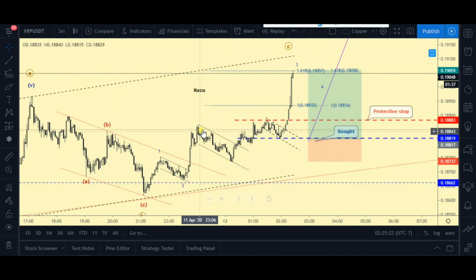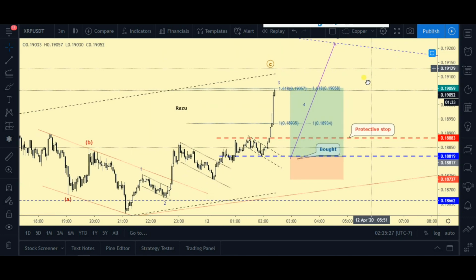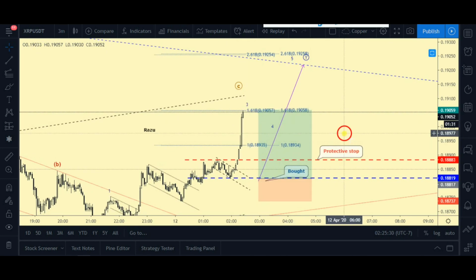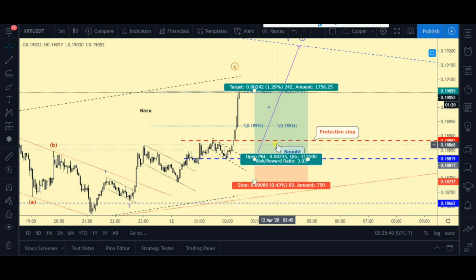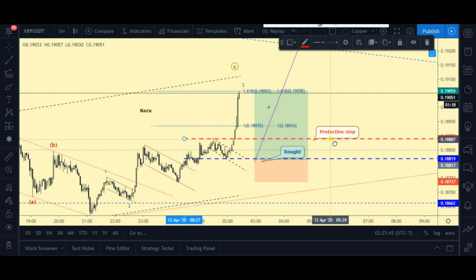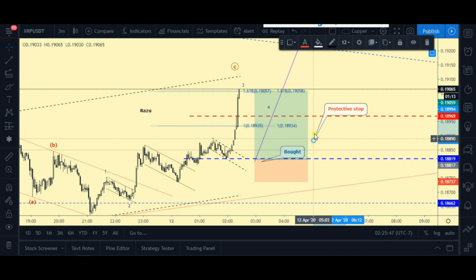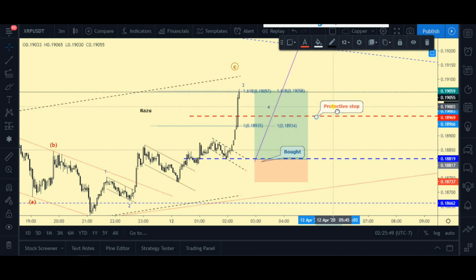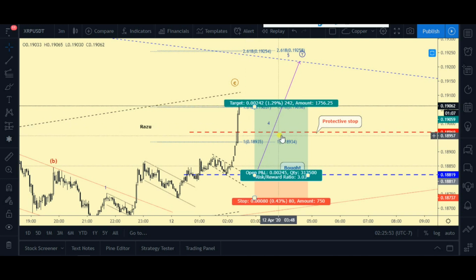We have this first and the second and third and fourth and the fifth coming up. So I know from this structure that the trend is intact, the uptrend is intact, it has not yet finished. So I'll better hold my position, and I can move my protective stop higher up to this level here. So now in case the price comes below this point, I will book my profit.